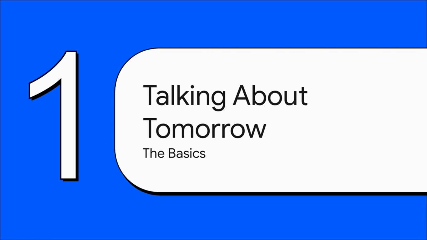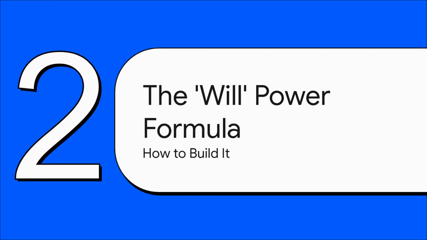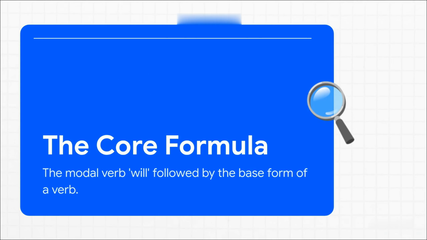Okay, so first up, section 1, we're just talking about tomorrow, laying down the basics. And then in section 2, we're going to look at what I like to call the willpower formula. We'll break down exactly how to put it together. Believe it or not, the entire engine for this whole thing is just 2 little parts. You've got the word will, and then you just tack on the base verb. You know, the simplest form of the verb, like go, not goes or going. That's it. That's the secret sauce.